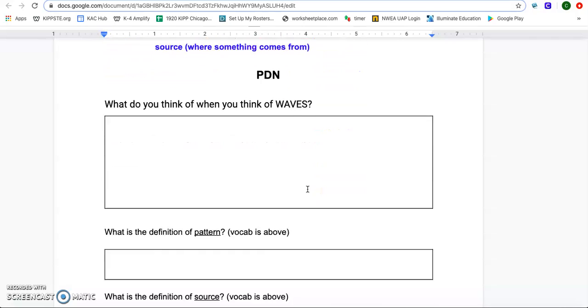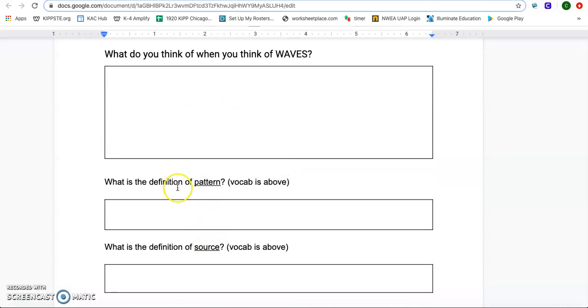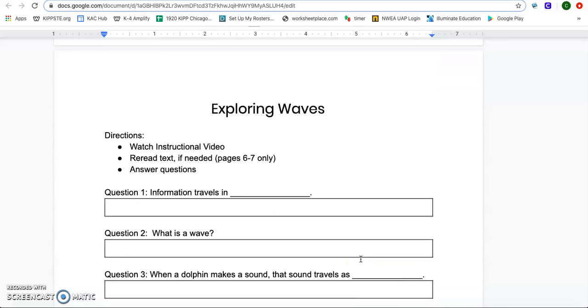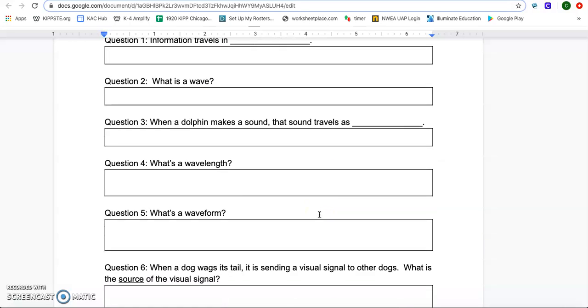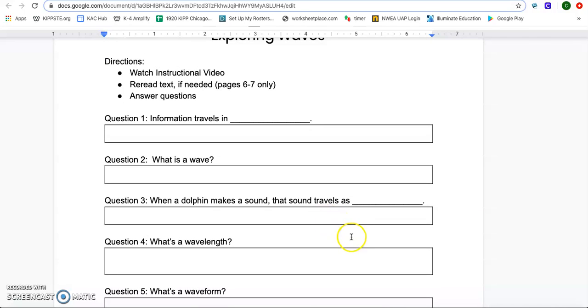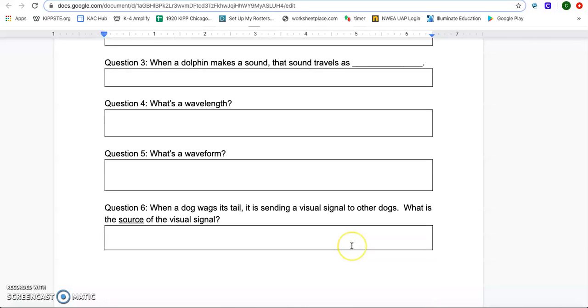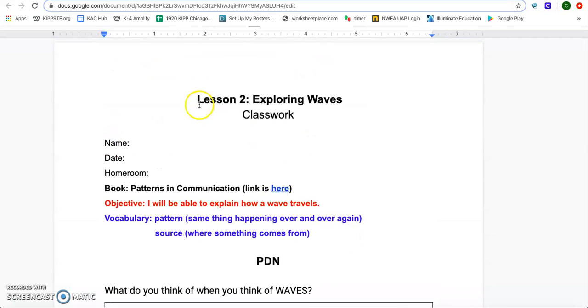We have our PDN. You're going to give me the definitions of pattern and source, and you're also going to answer the question of what you think waves are. These questions, you are actually going to reread the text if you need to, and you're going to answer these questions independently today. I trust that you will be able to turn in high quality work without my assistance for these questions. All right, let's go ahead and get into our text.